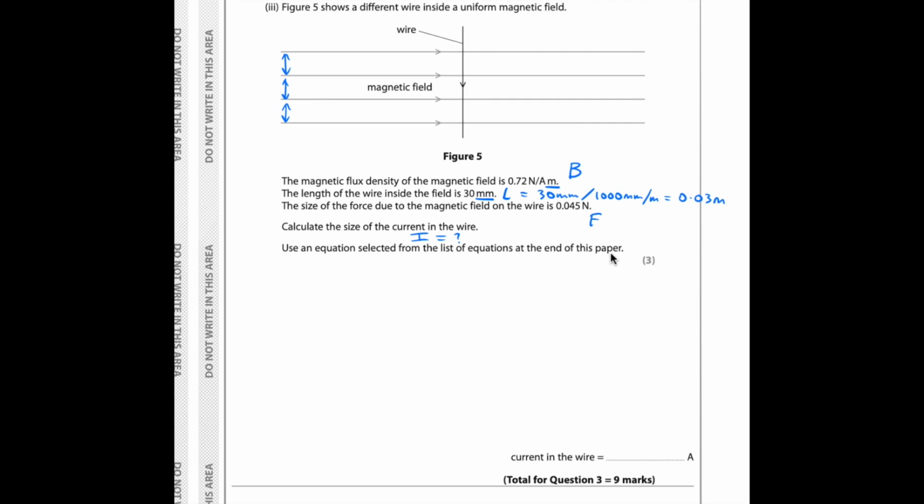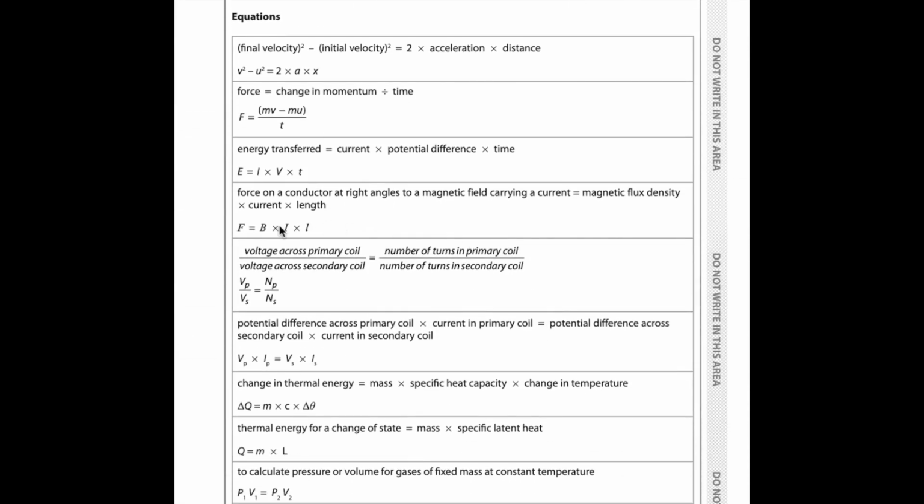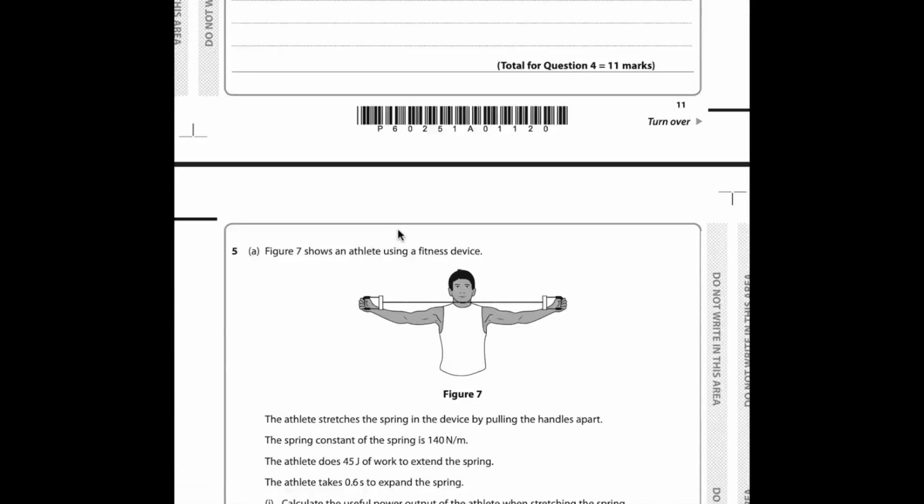Right, so we're looking for an equation that's got B, F, L and I in it. Right, here it is. Force on a conductor at right angles to a magnetic field carrying a current is magnetic flux density times by current times by length. In other words, F equals BIL. Or as we say, F equals Bill. So F equals Bill. And we're looking for the current.